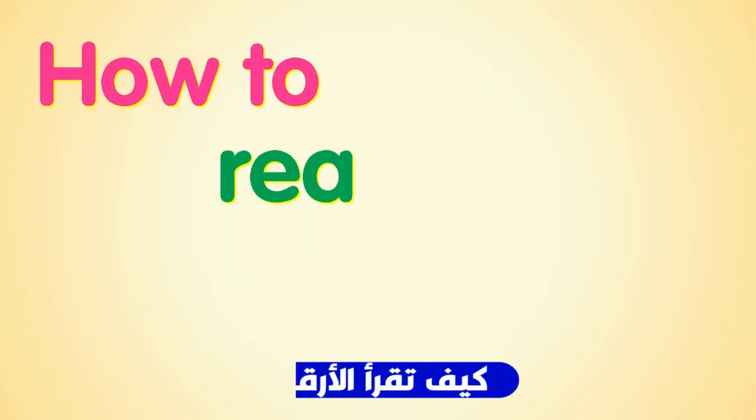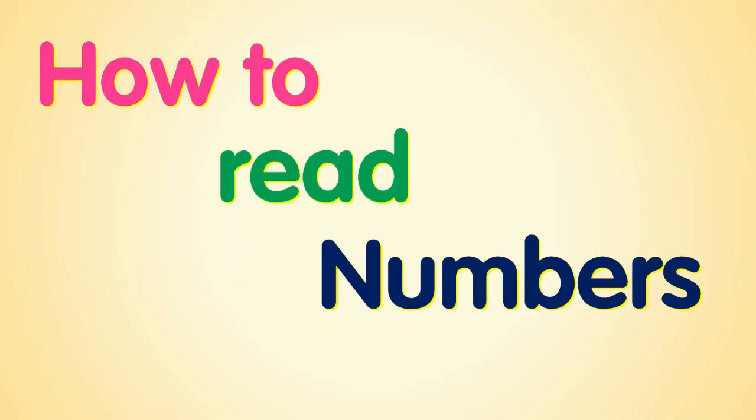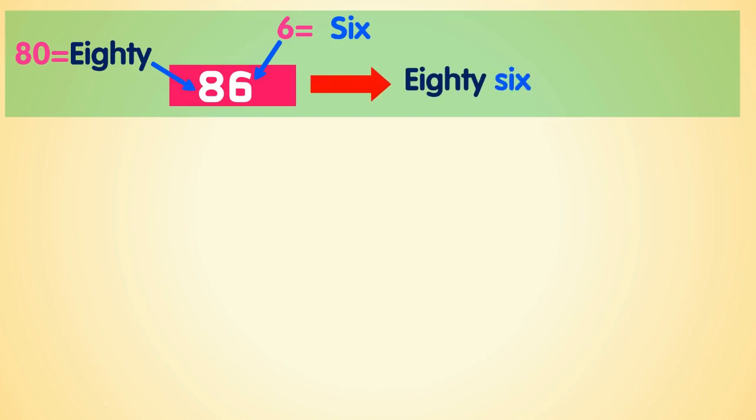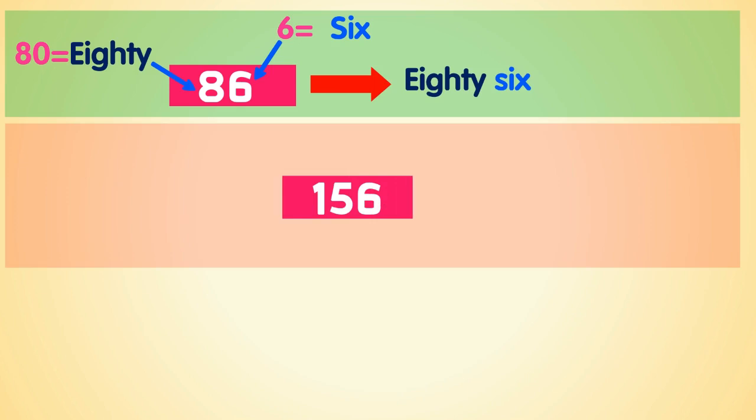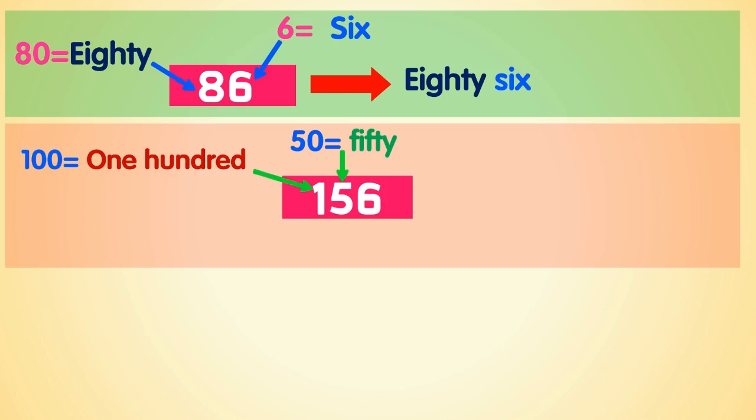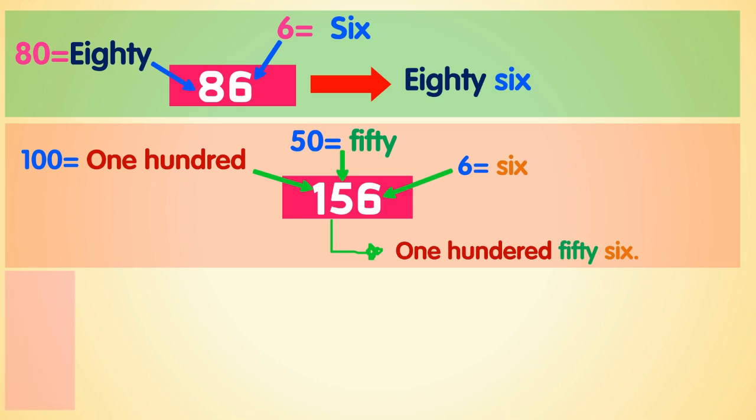Now let's move to how to read numbers. For example, in this number we have the number 80 and the number 6. So this number is 86. Also in this number we have the number 100, the number 50, and the number 6. So this number is 156.